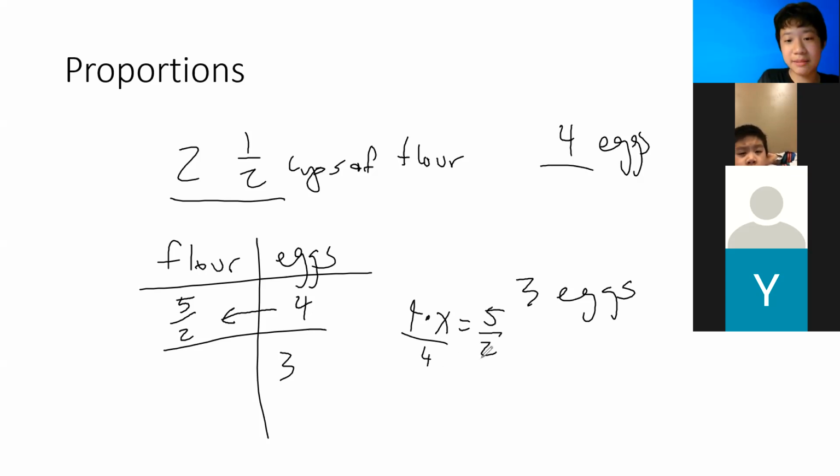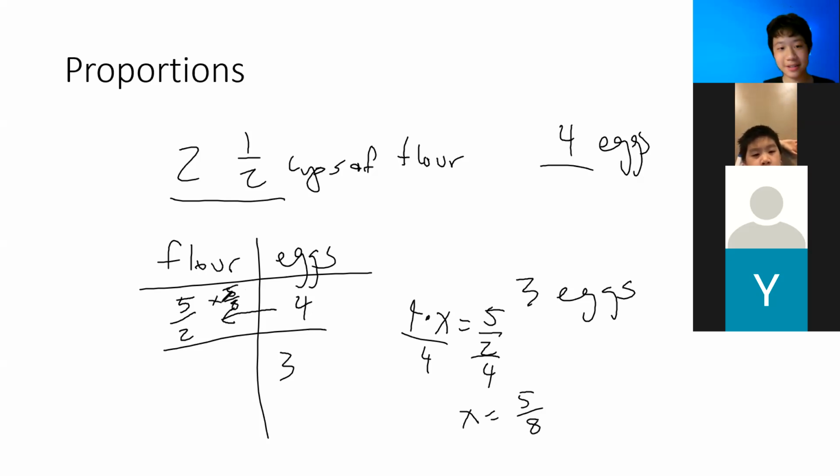If I divide each side by 4, I'm going to have x equal to 5/8. So I multiply 4 by 5/8 to get to 5 halves. And if I do the same thing to 3, that's going to get me to the amount of flour I need for 3 eggs, times 5/8. So 3 times 5/8, that's 15/8. So that would be the amount of flour I need.